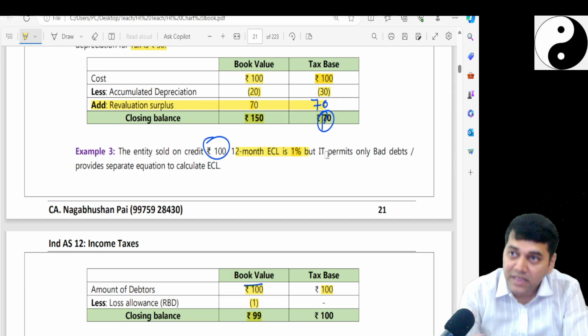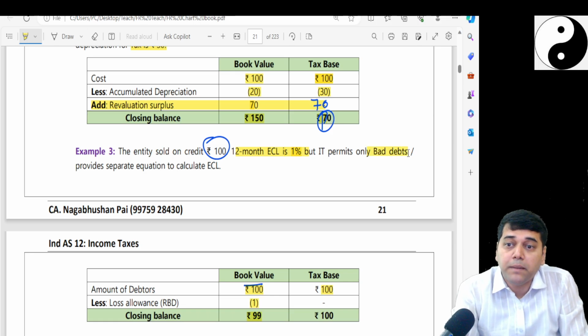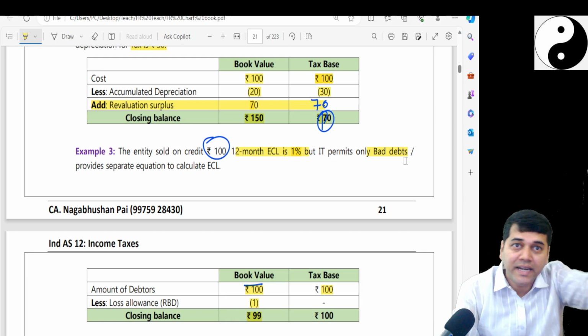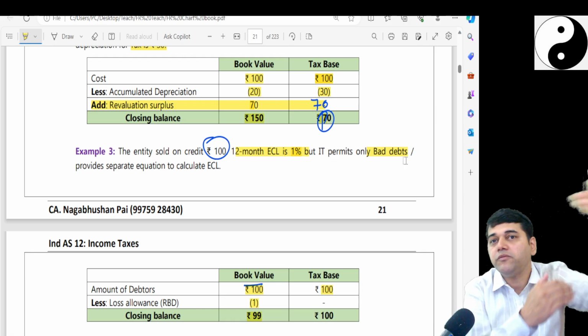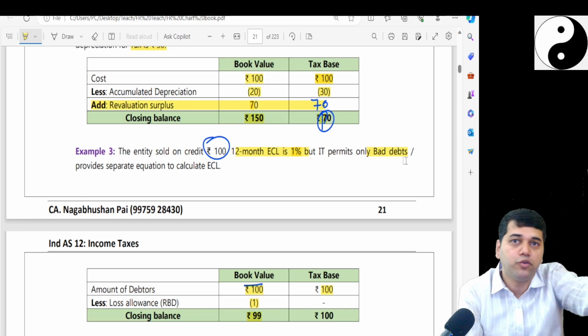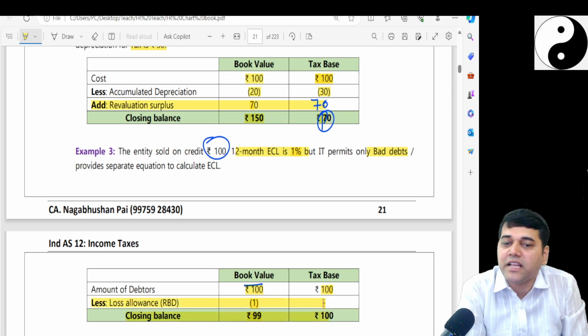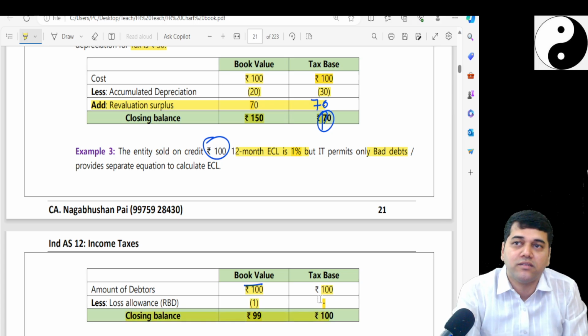What did you do? Add back. Will they allow ever? Yes. When? Only when the bad debts are provided. When the bad debt happens, you claim. Now this becomes one temporary difference. This add back is only a matter of time. Tomorrow if you really don't pay, I'm going to claim money from you. So they added it back. That means they didn't provide you deduction.